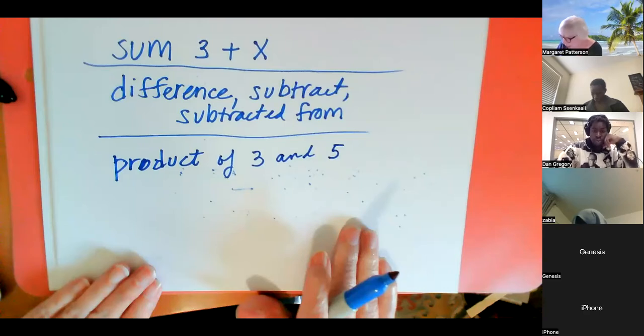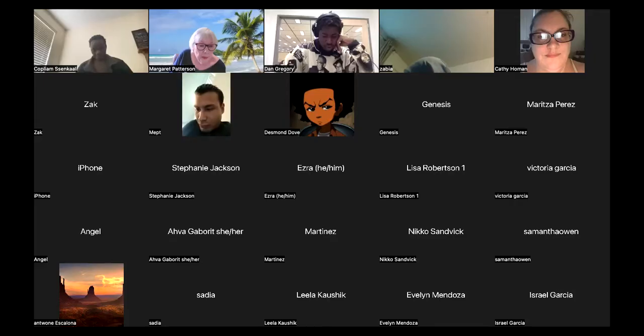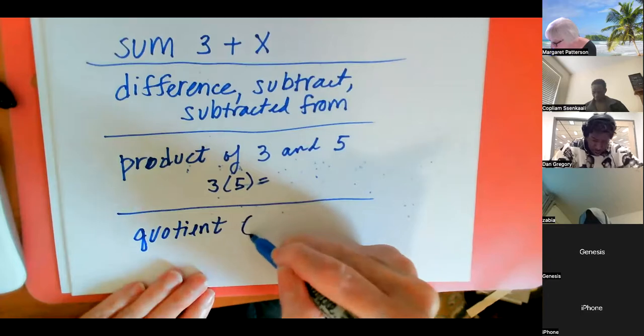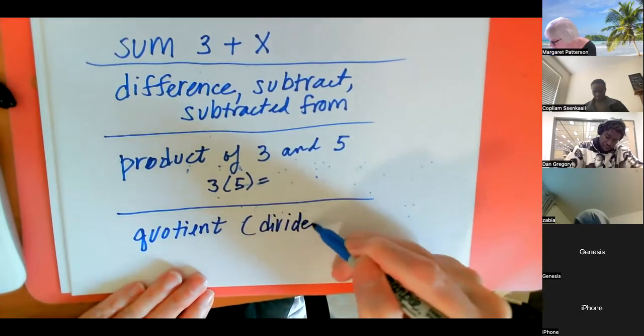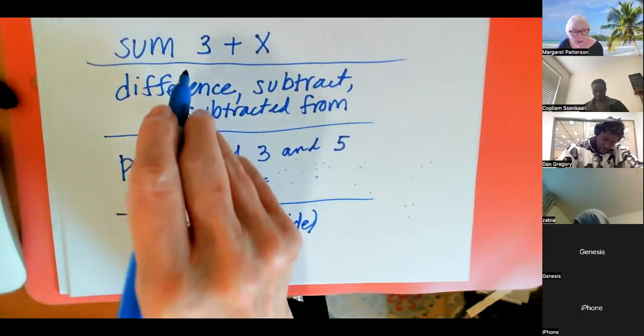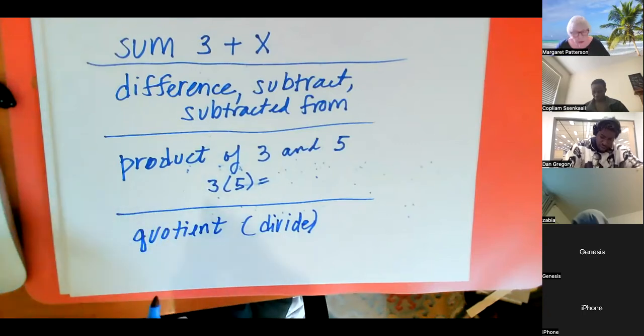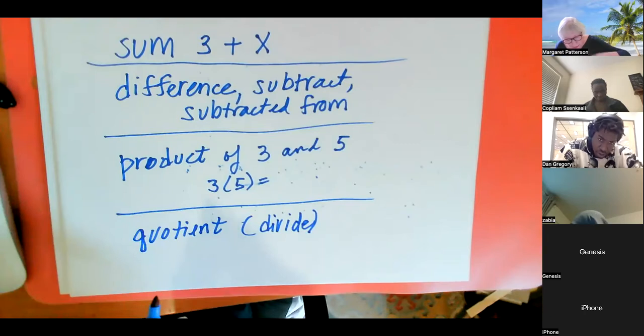Okay? And the last one is quotient. Quotient means divide. We wanted to have all 4 of them there so that you can definitely see all 4. So quotient means to divide. These 4 words, sum, difference, product, quotient, get used a lot. And so in some of the problems they find the difference.